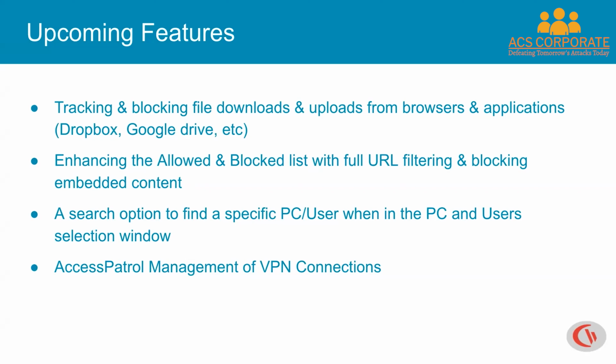Enhancing the allowed and blocked list with full URL filtering and blocking embedded content. So that's pretty self-explanatory. A search option to more easily find a specific PC or user when in the selection window. So rather than using the dropdown from the folder view, just being able to type in a specific user's name or a specific PC or device will make it a lot easier to find that specific user. And then for AccessPatrol, we're potentially rolling out management of VPN connections. So those are all coming up soon, and we're excited to roll those out.